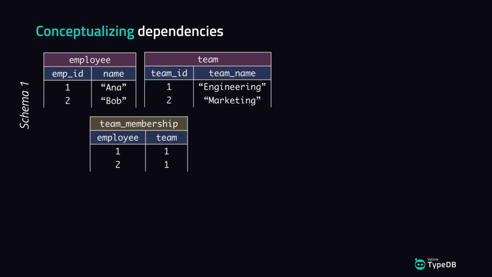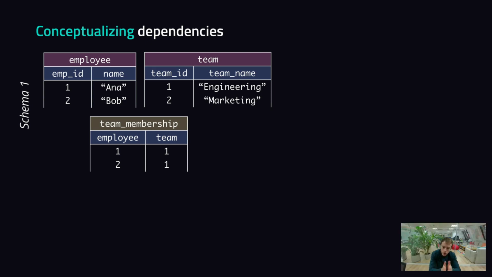Let me add one remark about dependencies, which has to do with different ways of representing these dependencies. Namely, any dependency of a concept on another concept can, in a refined representation, also be understood as a concept. And in that case, we speak of conceptualizing dependencies. But let's continue with the example that we've just seen of employees, teams, and team memberships.